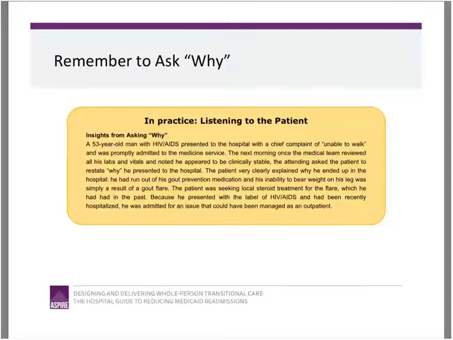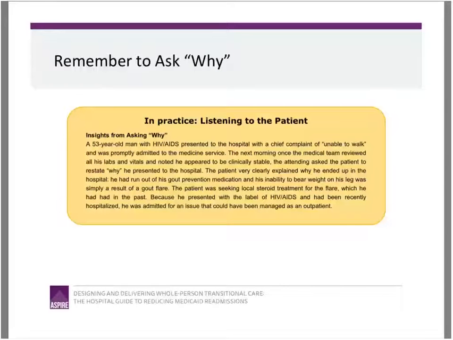So here's an example from one of my patients that I admitted last year, who we rounded on mid-morning one day when we first met him. We found that he was a 53-year-old gentleman with HIV who presented to the hospital with a chief complaint captured by the nursing triage as, quote, unable to walk. He was promptly admitted to the medicine service. The next morning, once he reviewed his labs and his vitals, we came and met him, and he appeared to be quite clinically stable. I asked the patient to tell me again why he came to the hospital, because everything looked pretty much in order. He looked pretty good.